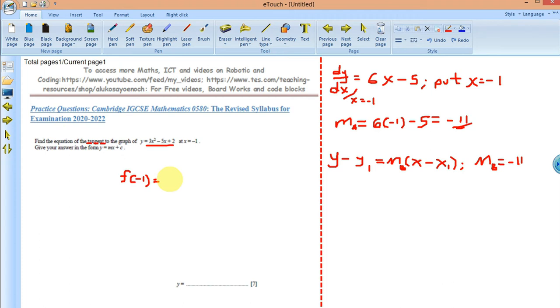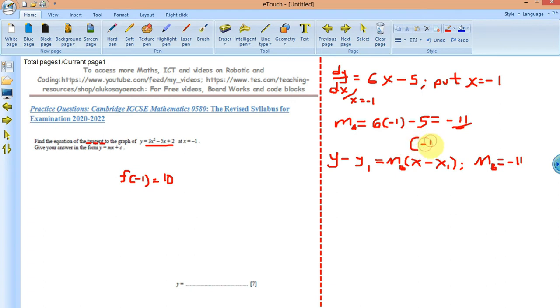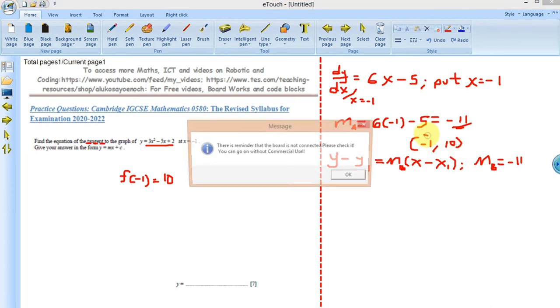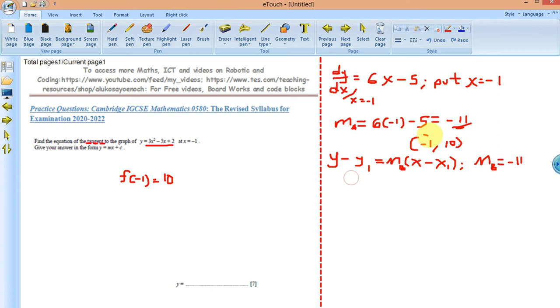So this is 10, not minus 10. For some reason I'm almost writing minus 10. Sorry about that, guys. So now, it passes through what point? We have minus 1 comma 10. So that is x1 and y1. You can label this one x1 and label this one y1.